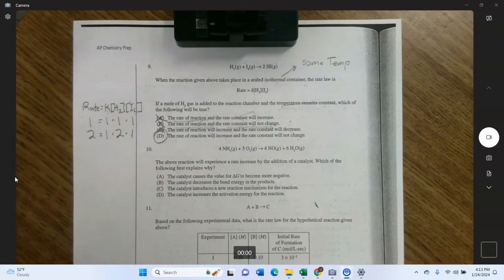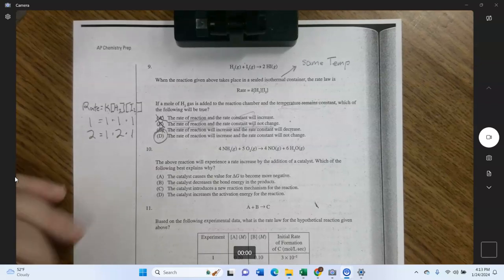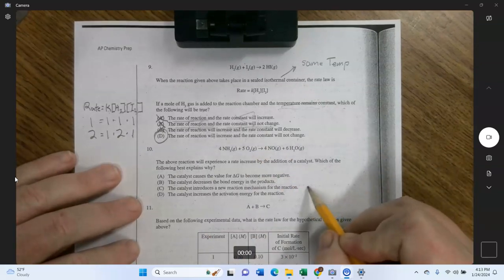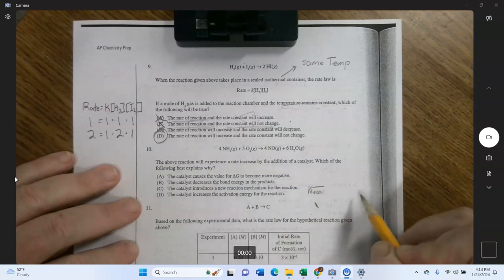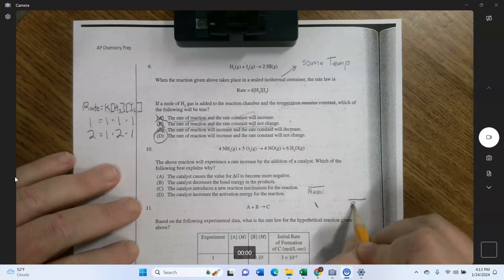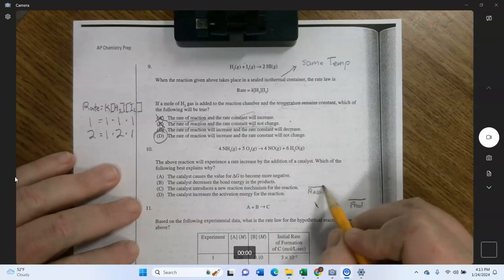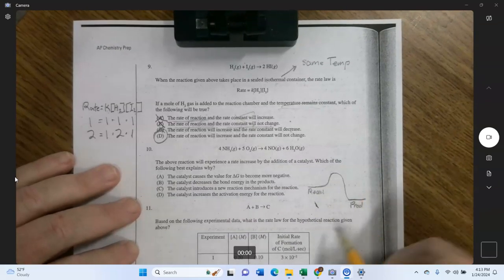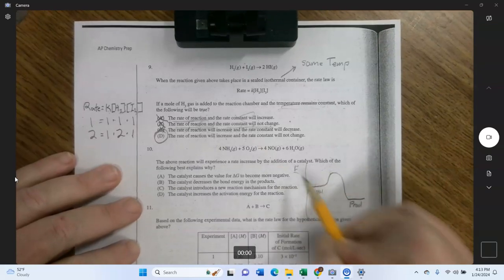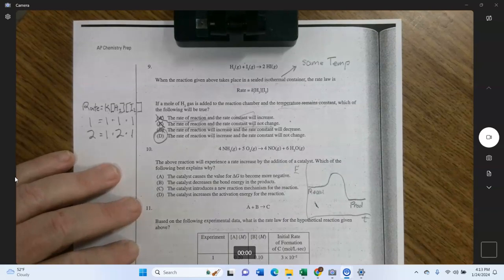All right, number 10. The above reaction will experience a rate increase by the addition of a catalyst. Which of the following explains why? The reason I gave you in class when I taught you this is it lowers the activation energy. So if this is the reactants here, and the products end up over here, then the energy diagram is going to go up. You have to put energy in, and then it comes down and reaches the products. So remember that. This is energy, and this is the time that the reaction takes to run.